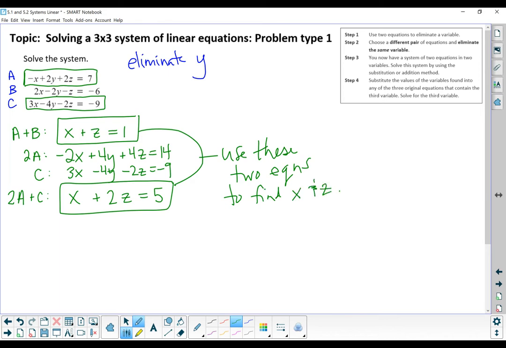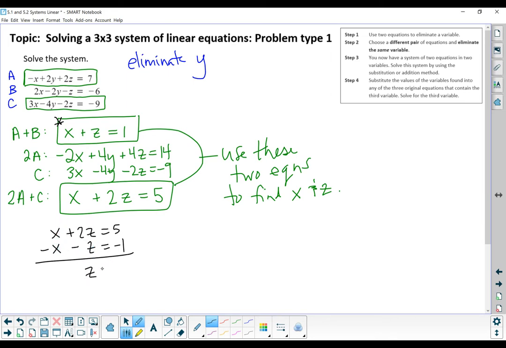And this would be just what we did in section 5.1. So I think I would like to just do another quick elimination here. The equation I just got was x plus 2z equals 5. I'm going to multiply this first equation by a -1. Negative x minus z equals -1. And now I'm going to add them together so that x cancels out.